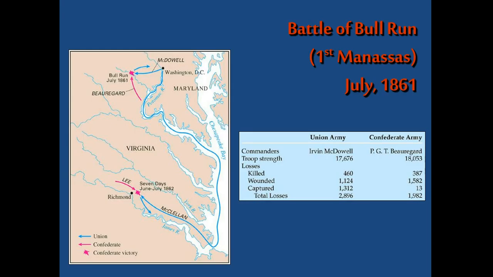The first battle was called the Battle of Bull Run in July 1861, and it showed that this was going to be a dogfight. Troop strength almost even. However, you could say probably that this is either a stalemate in terms of total losses, or for the Union Army, a tremendous defeat.